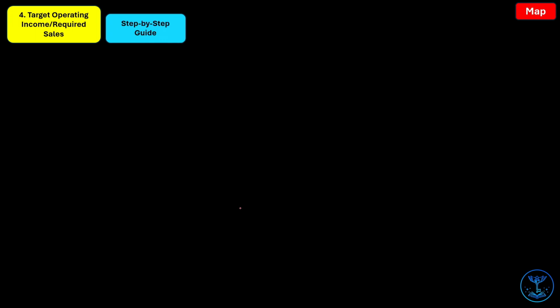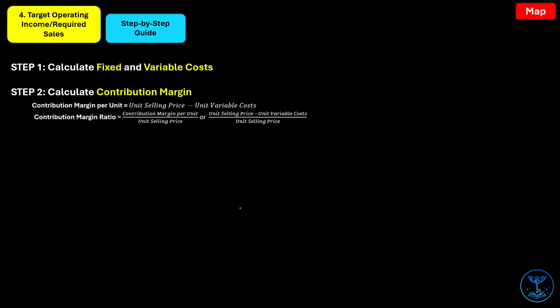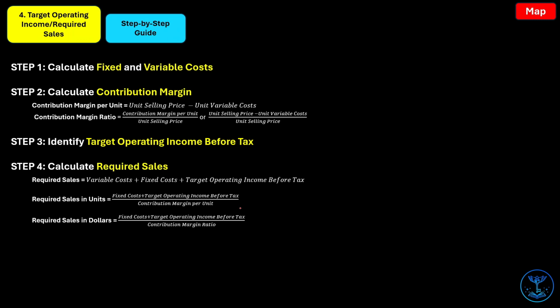So here's a step-by-step guide. Step 1, calculate your fixed and variable costs. Step 2, calculate your contribution margin. Step 3, identify target operating income before tax. And then step 4, calculate required sales.